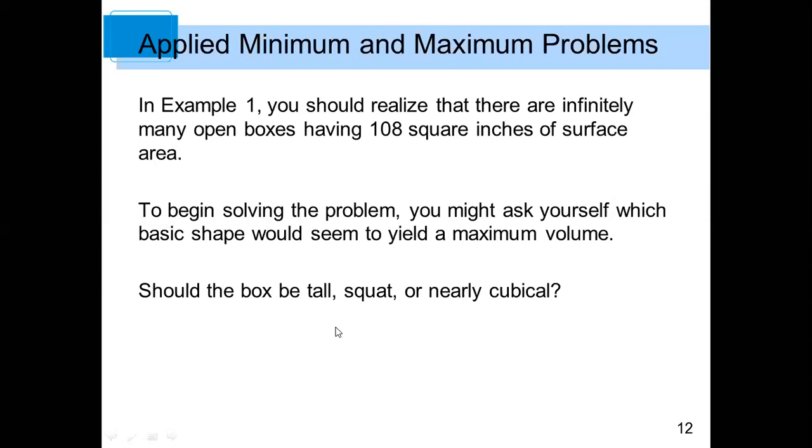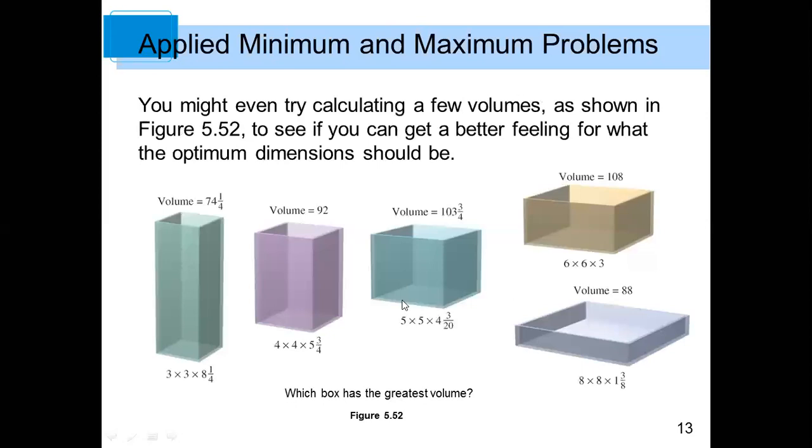So in Example 1, you should realize that there are infinitely many open boxes having 108 square inches of surface area. To begin solving the problem, you might ask yourself which basic shape would seem to yield a maximum volume. Should a box be tall, squat, or nearly cubical? So here are just a variety of different boxes and the different volumes that you would get for each of them. Okay, which box has the greatest volume?